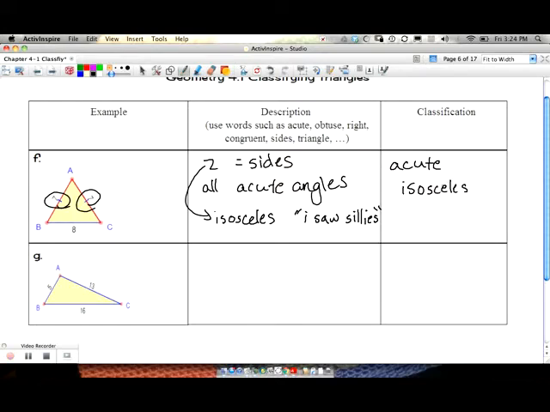Let's look at the next one. We got three sides, none of them the same. So three different sides. That's going to be a scaling triangle.